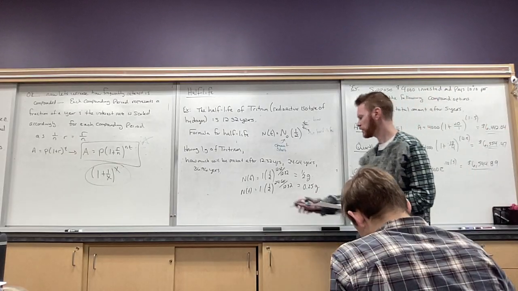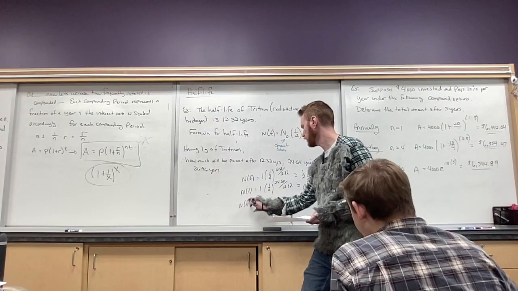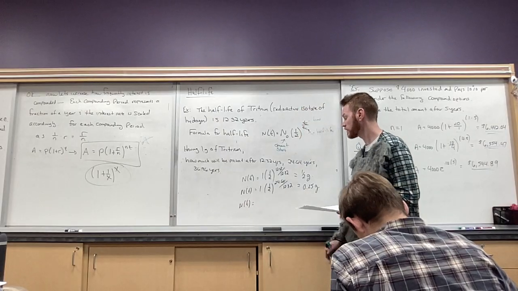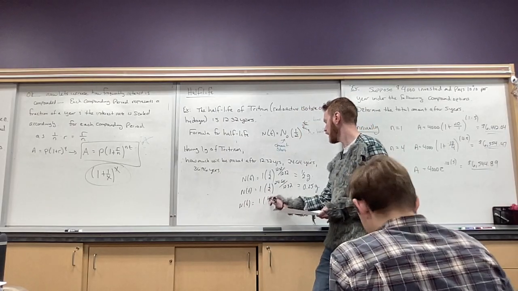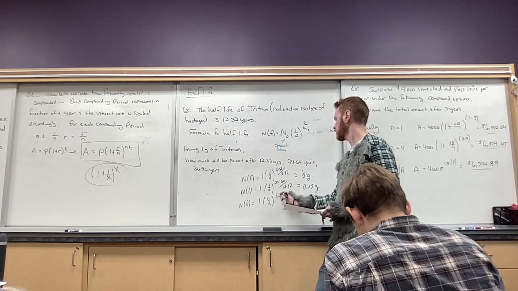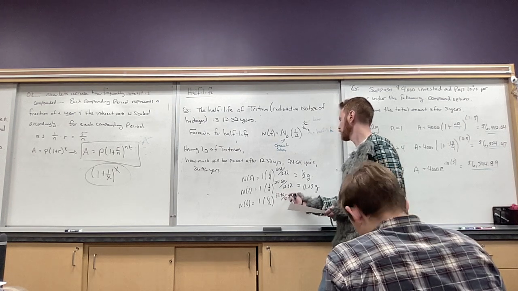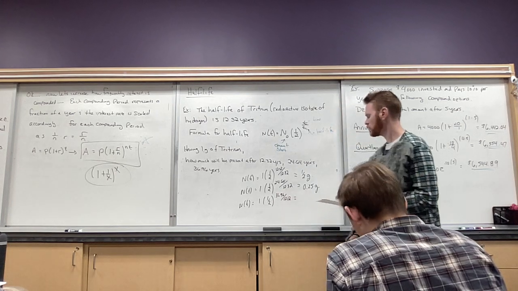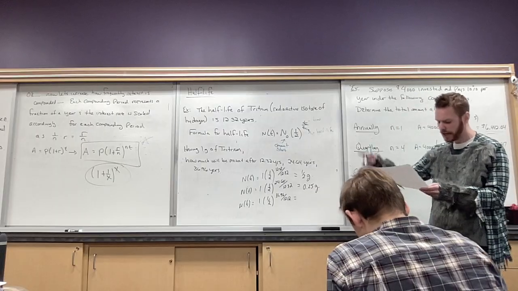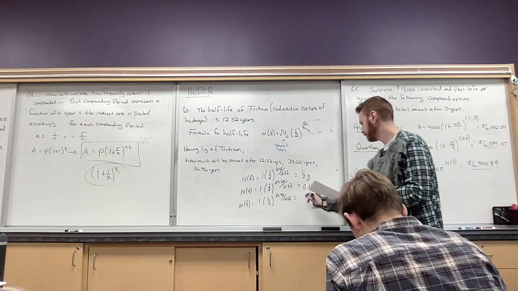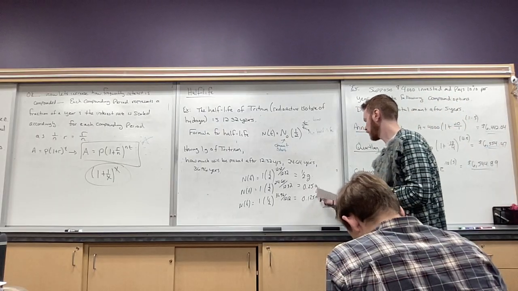So as you can see, as you continue to increase the years, you're getting less and less of this radioactive substance left. So 1 times a half, it'd be 36.96 divided by 12.32. So that's going to be a 3. So a half raised to 3 times 1, 0.125 grams.